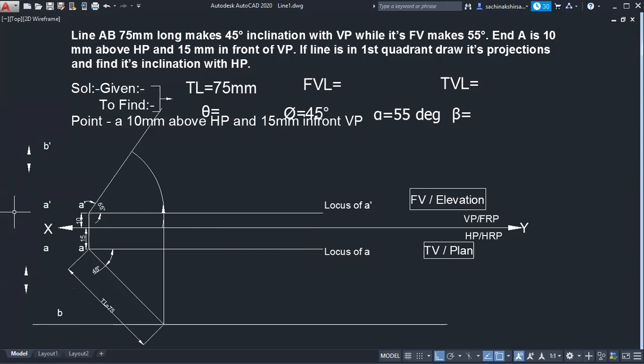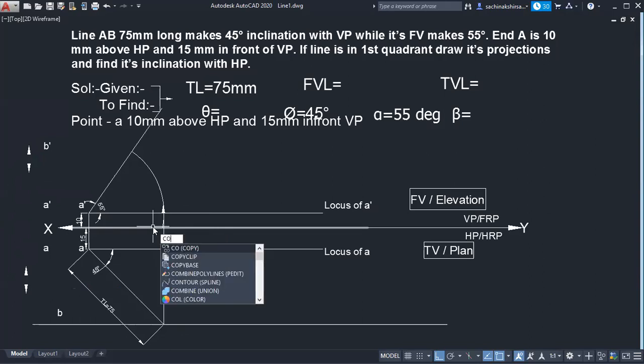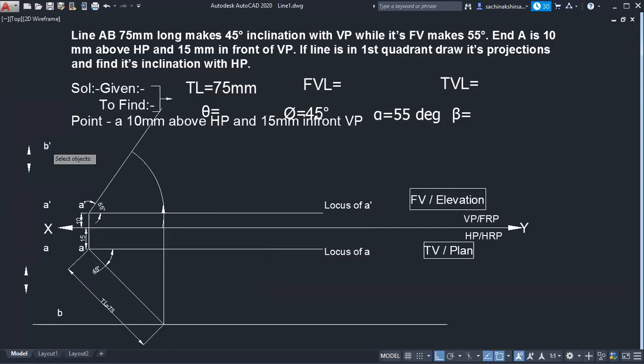So which point will I get here? B dash. I will get the B dash point directly here. Suppose this, here I will get B dash. Okay, once I get B dash, what do I have to do?